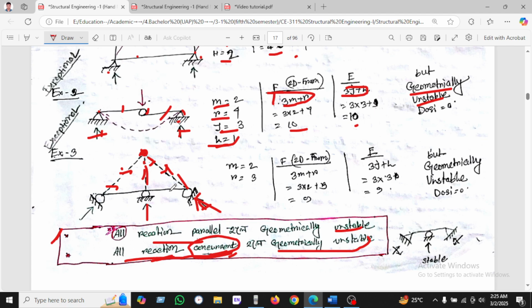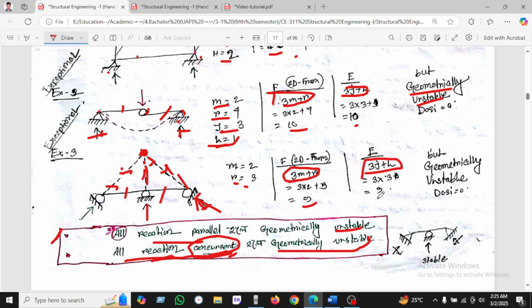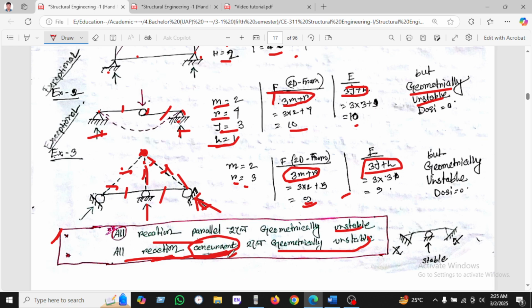Okay, if we calculate here, you can see two members, 1 and 2, and reactions have been 3 reactions, all other loose supports. So as per our formula, 3m plus r will be 9, and 3j plus h, as you can see 2 different, 3j plus h is 9, and 9 minus 9, which is 0. So if we found 9 minus 9 equals 0, then we know it's stable, but this is the exceptional case, that's why it will be unstable.